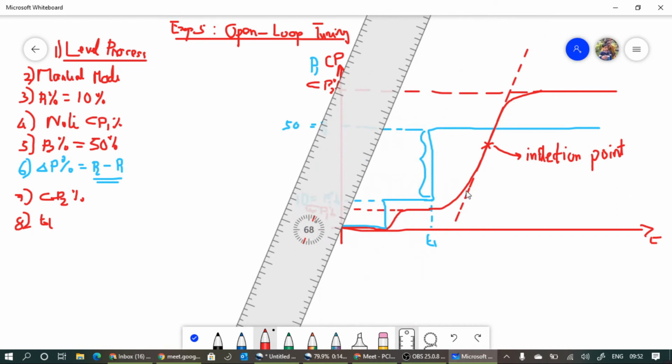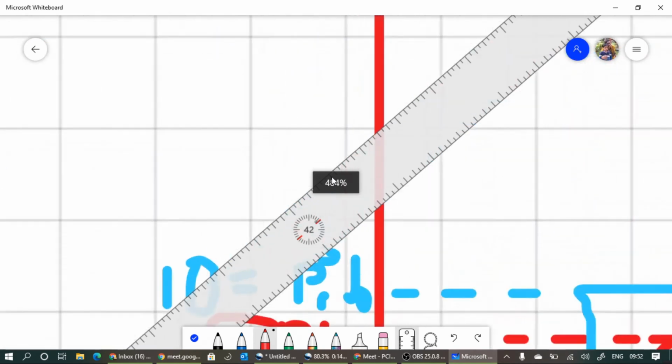So this one is a tangent of the curve at the inflection point. The inflection point is the point at which the slope of the curve is maximum, and this is a tangent of this curve at the inflection point. Now two more straight lines you have to draw.